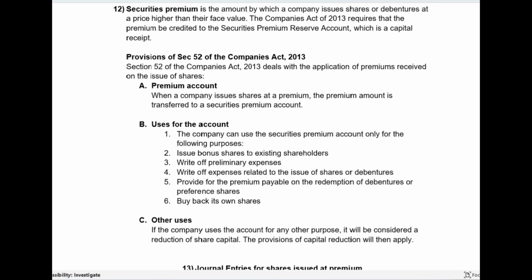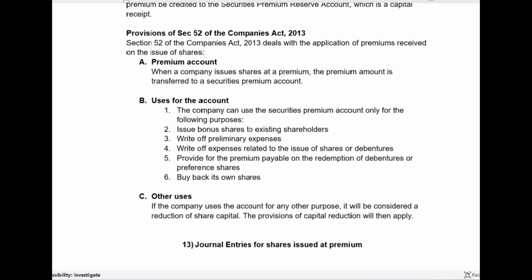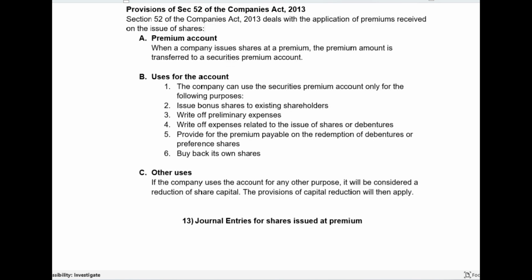Also, the provisions of Section 52 of the Companies Act 2013 impose certain restrictions upon the use of the securities premium account. Now, we are going to discuss those restrictions step by step. So the first step is already discussed.